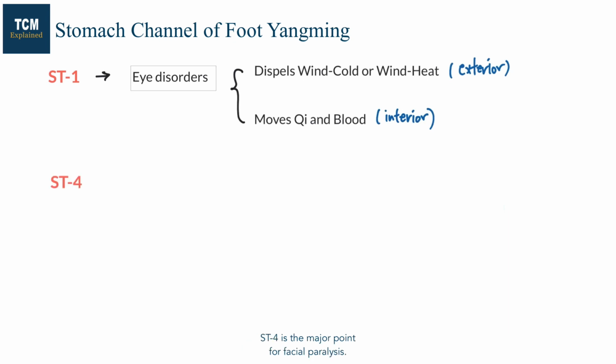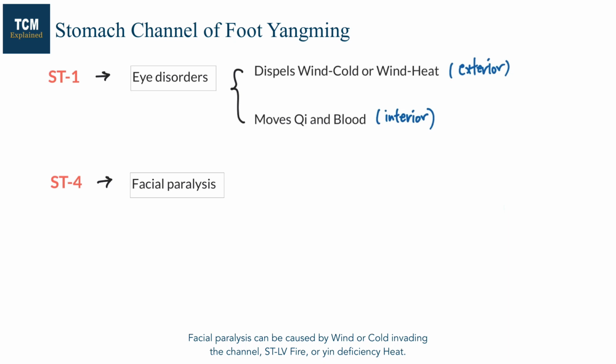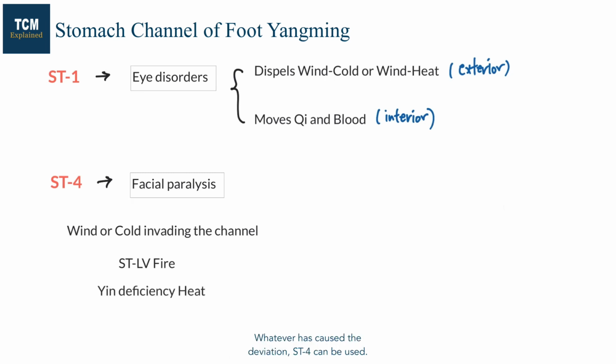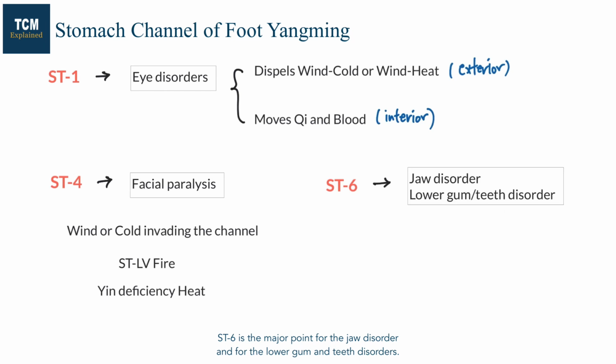ST4 is the major point for facial paralysis. Facial paralysis can be caused by wind or cold invading the channel, stomach liver fire, or yin deficiency heat. Whatever has caused the deviation, ST4 can be used. ST6 is a major point for jaw disorders and for lower gum and teeth disorders. It is often combined with ST7, which has the additional action of treating disorders of the ear.